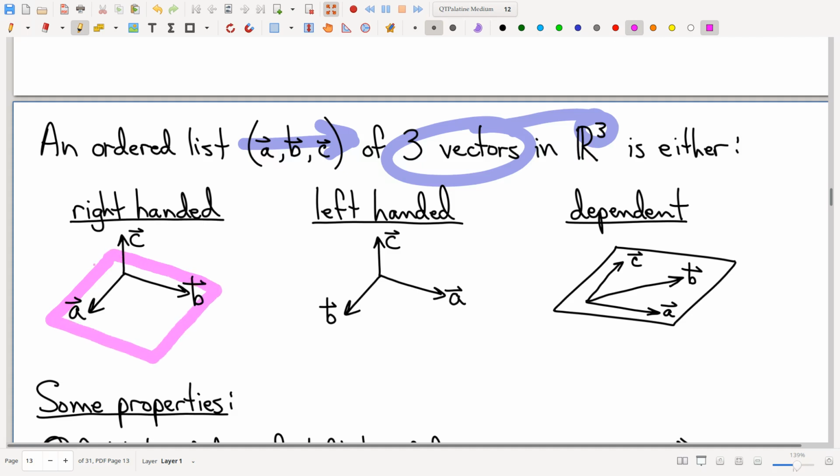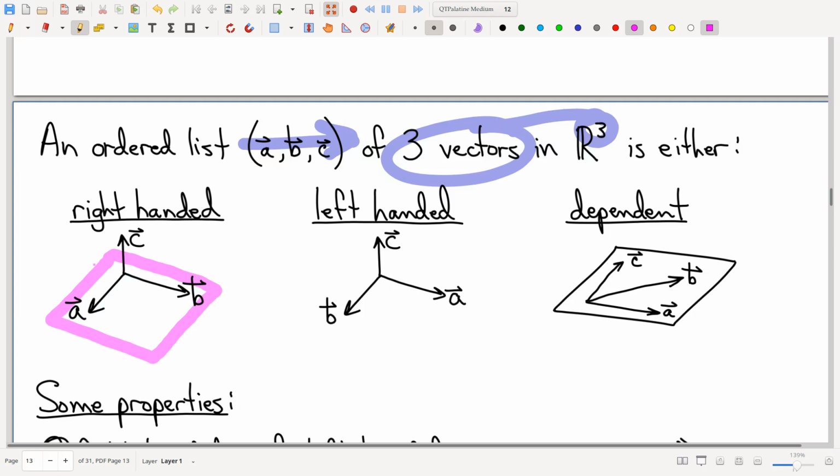Notice that the first two vectors A and B define a plane. There are limits to how flexible my thumb is, right? So if this C vector, for example, were pointing back that way, my thumb doesn't do that. It's just not that flexible.